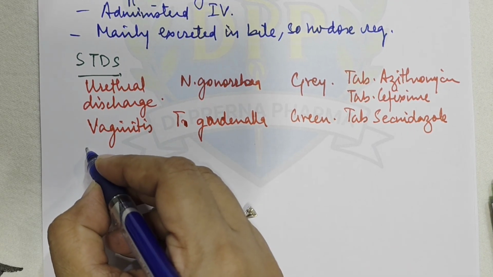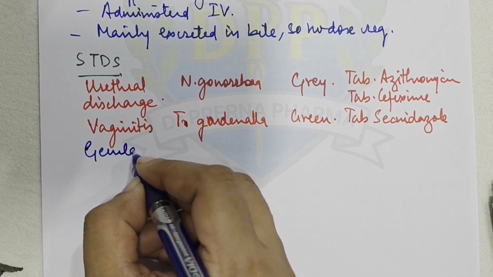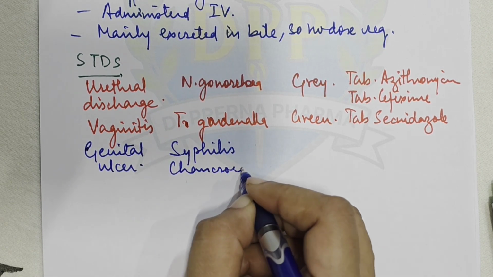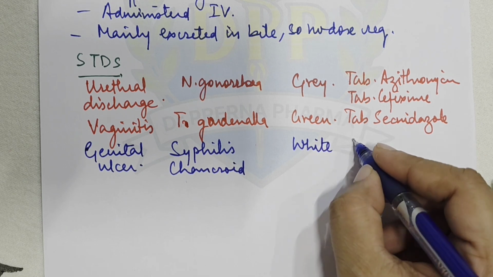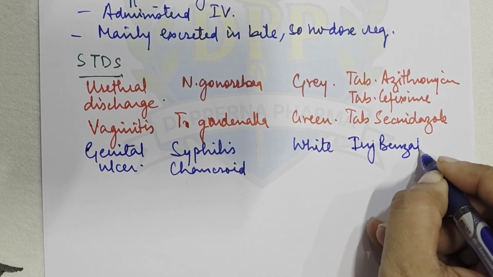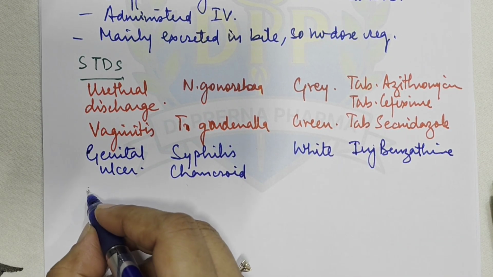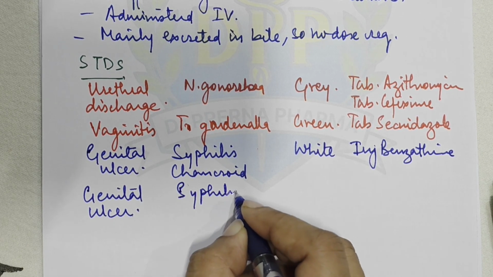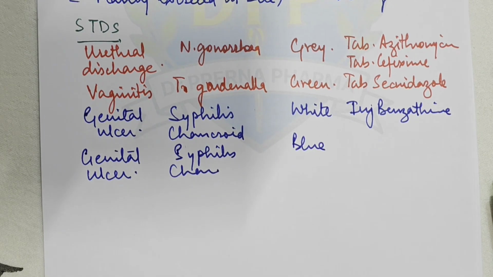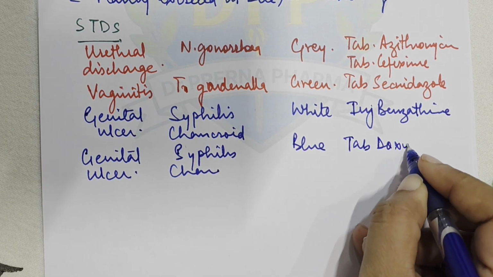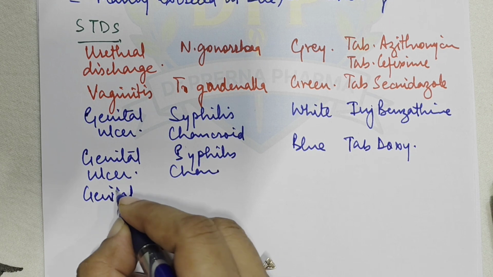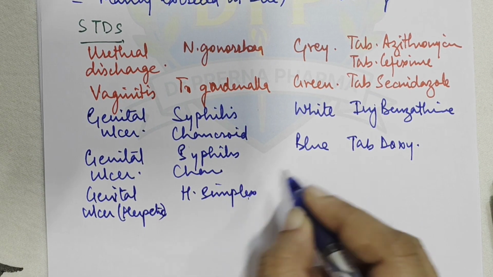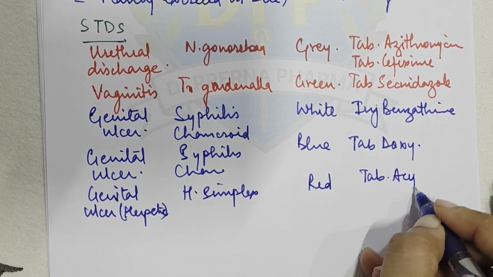Then there is genital ulcer. This is usually caused by syphilis, called chancroid. The discharge is white, and the treatment here is injection benzathine penicillin. Then we have genital ulcers, non-herpetic, in those allergic to penicillin. Here again, if it is syphilis and chancroid, but the discharge is blue in color, then the drug of choice is tablet doxycycline or tablet azithromycin. Then genital ulcer, herpetic, right? It is caused by herpes simplex. The discharge is red, and the tablet is acyclovir.